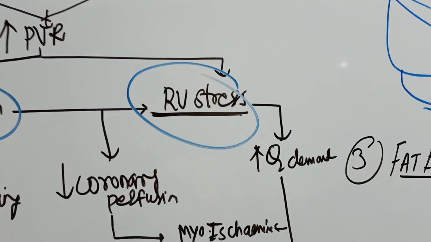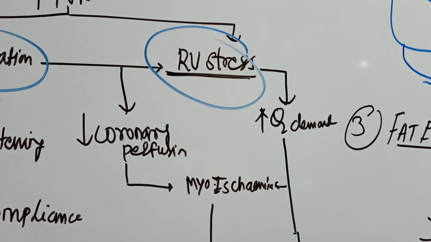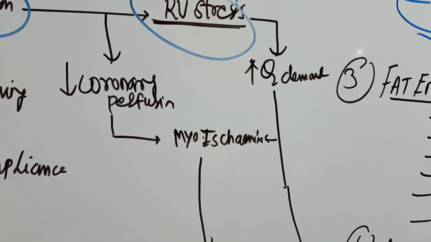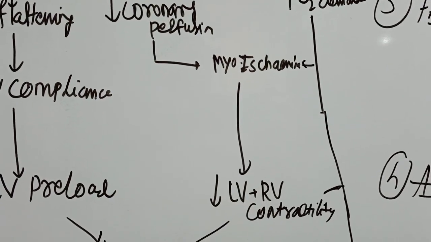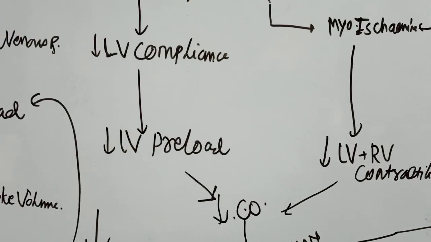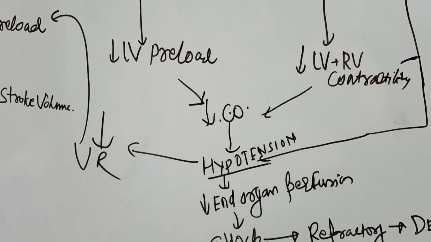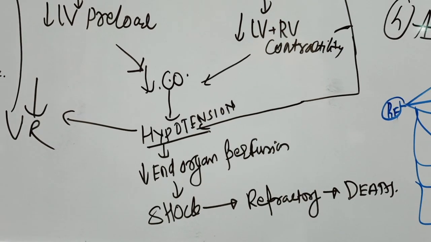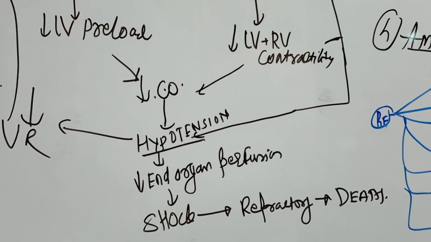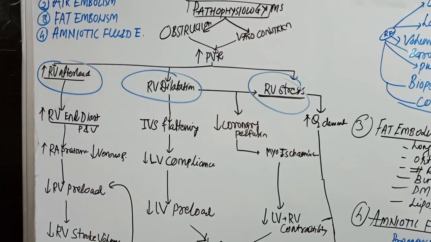Similarly, whenever there is right ventricular stress, it will cause decreased coronary perfusion and increased O2 demand. Both things will cause myocardial ischemia, and ultimately this results in decreased right ventricular contractility and decreased cardiac output. So this is a vicious cycle. Ultimately, these three things will result in hypotension, decreased endocardial perfusion, and shock, which can be refractory and may lead to death. This is the pathophysiology of obstructive shock.